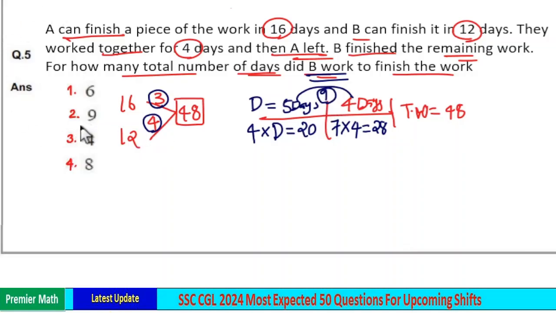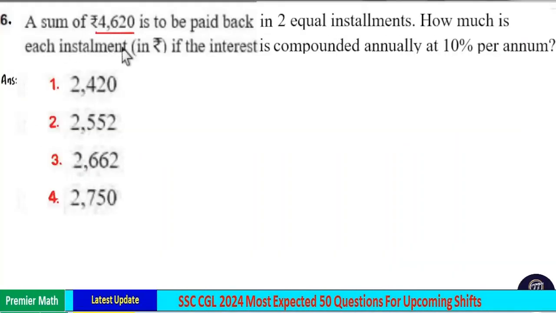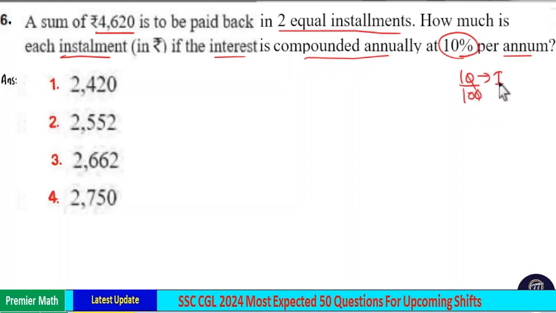A sum of rupees 4,620 is to be paid back in 2 equal installments. How much is each installment if the interest is compounded annually at 10% per annum? Compounded annually means interest on interest at the end of the year. 10% means 10 by 100, means 1 by 10. That is, this 1 part interest is generated from this 10 part principal at the end of the year. Here, take the ratio of principal and amount. Principal is 10 parts and amount is 10 plus 1, 11 parts.